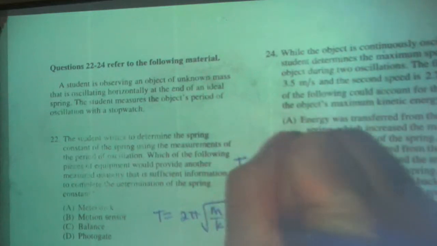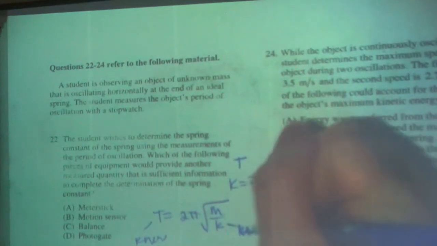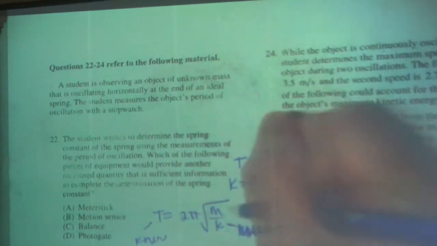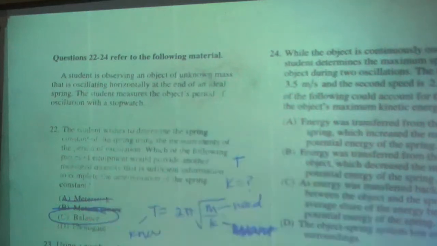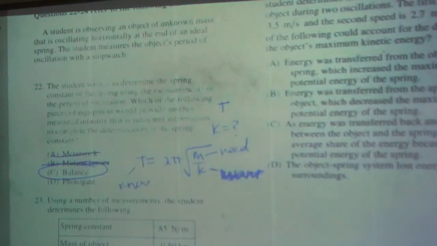So look at your T equals 2 pi square root of m over k equation. We want k and we know T, and we know 2 pi as well. That does not look like enough. That's okay, that means we need the mass. So a meter stick doesn't help me get the mass. A motion sensor would help me get the velocity or position, but not the mass. A balance, yes, that would help me get the mass. Photogates measure speed or velocity, so that again would not help me.